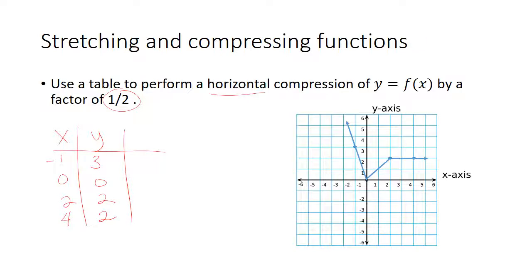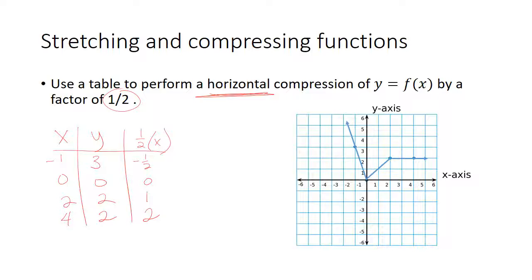So I'm looking for a horizontal compression. Horizontal means that my x coordinate changes, so my y does not. So I'm going to take my x's and I'm going to multiply them by 1/2. So I'm going to do 1/2 x. So 1/2 of -1 is -1/2. 1/2 of 0 is 0. 1/2 of 2 is 1. 1/2 of 4 is 2.